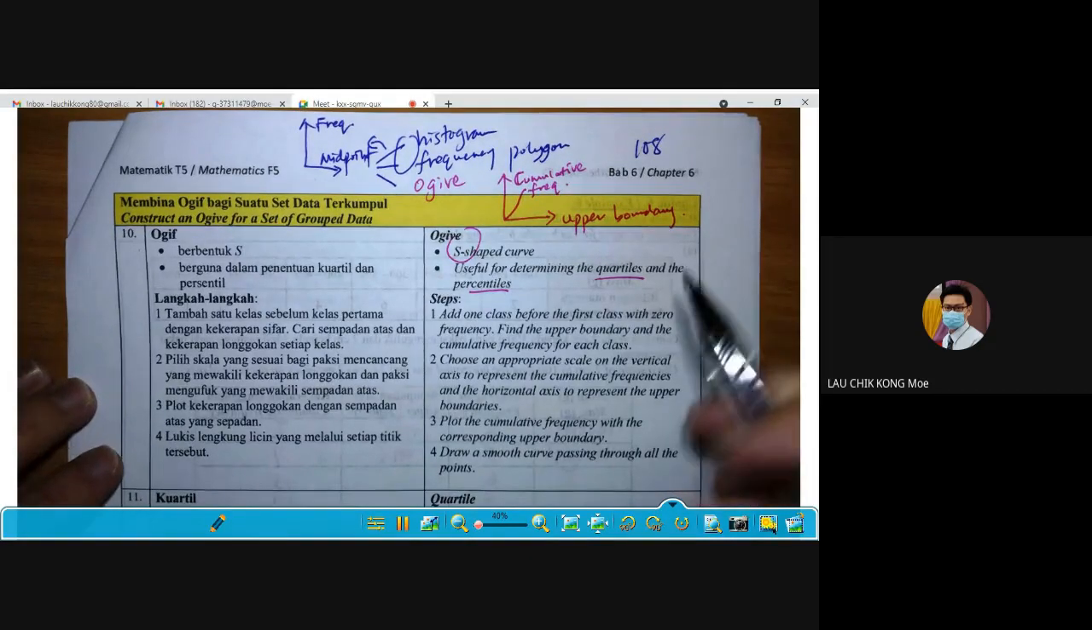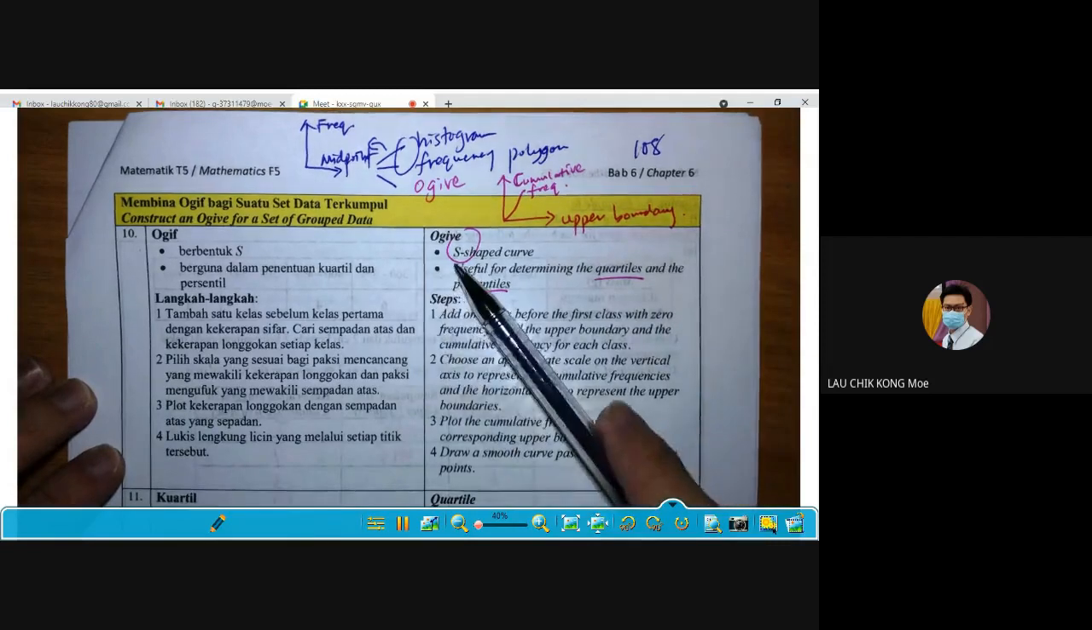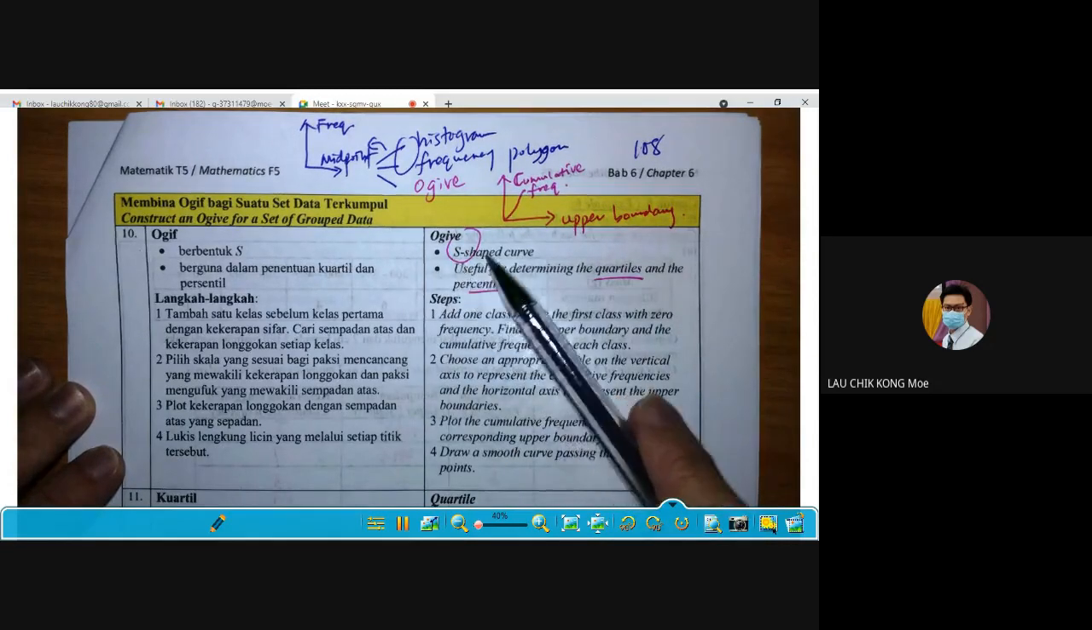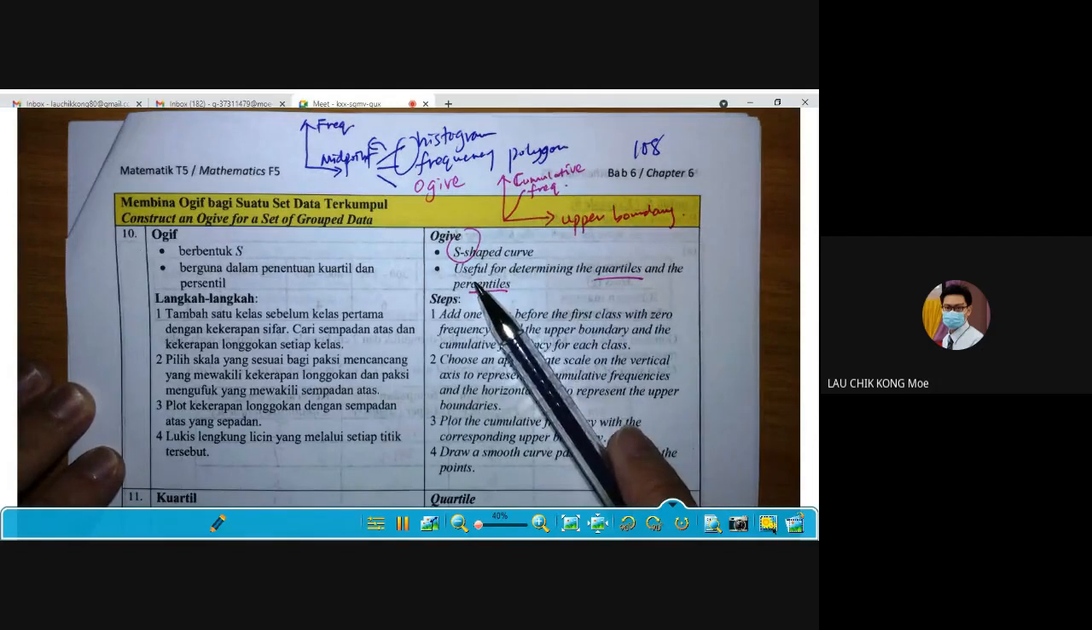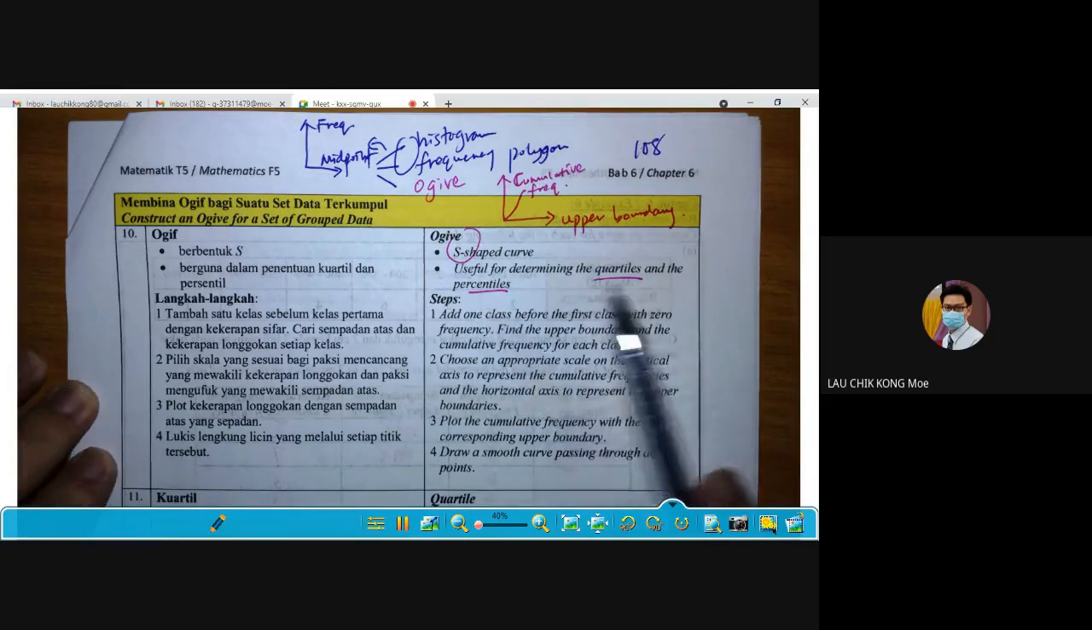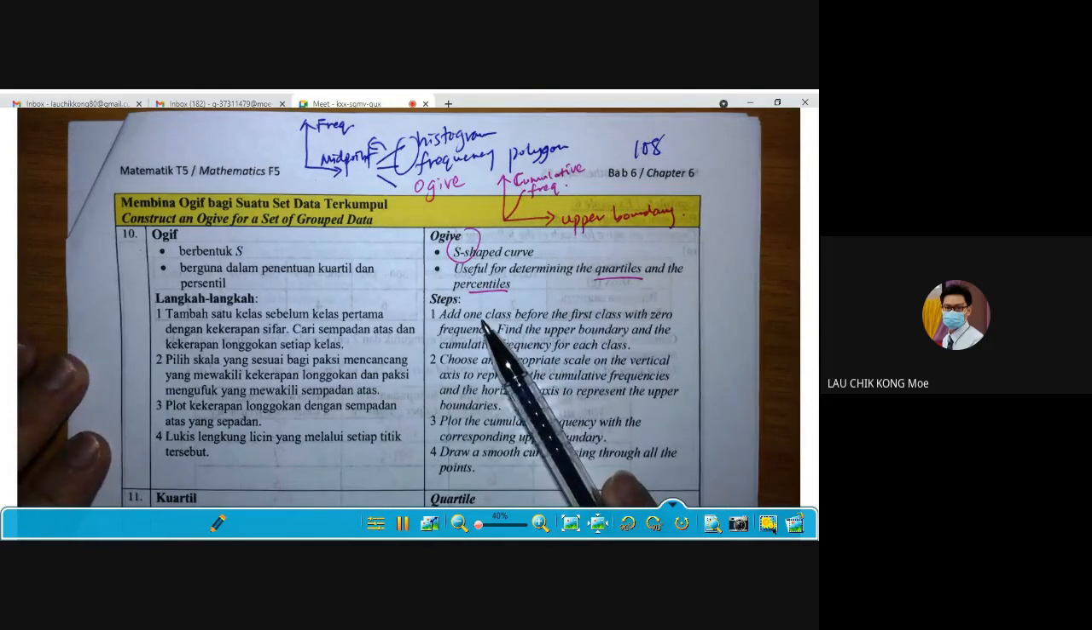So we look at the ogive here. It is an S-shaped curve, and it is useful for determining the quartiles and the percentiles. These two things we need to know how to determine later on from your graph.